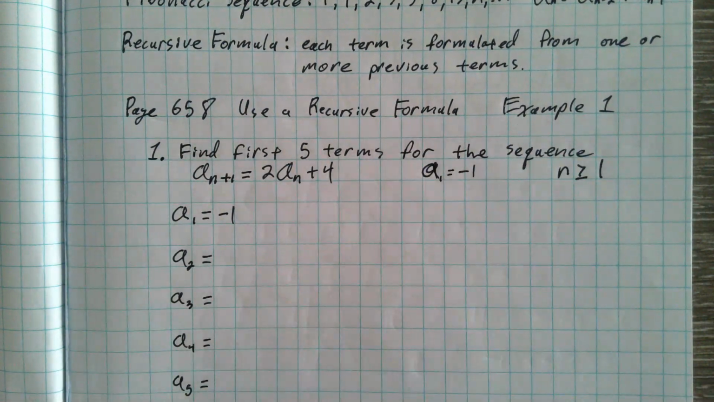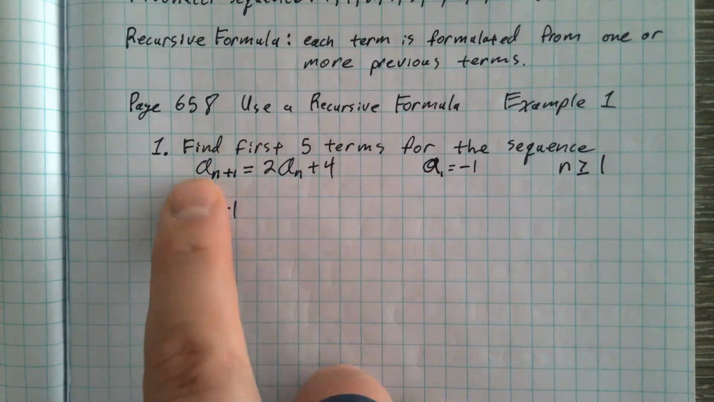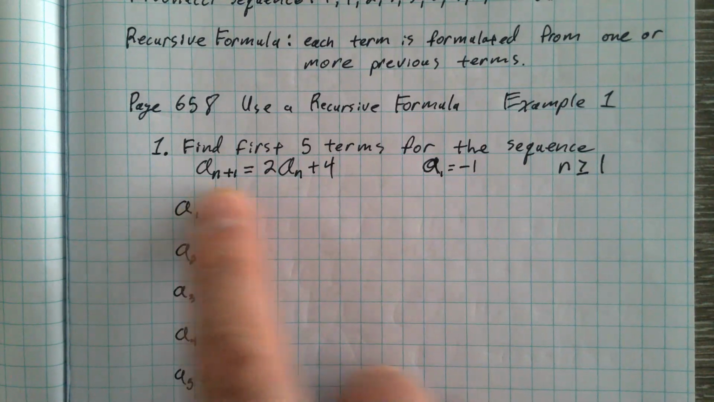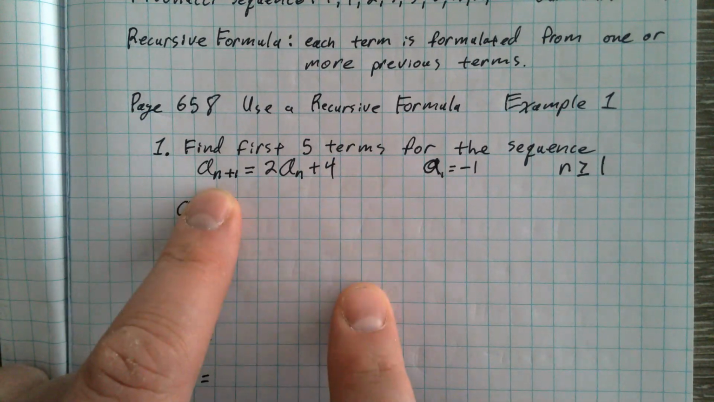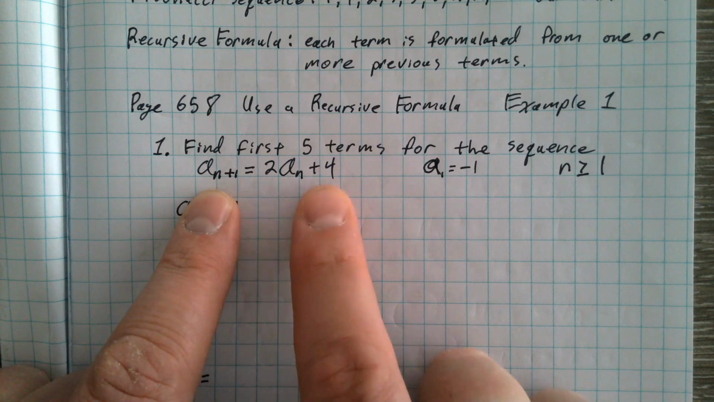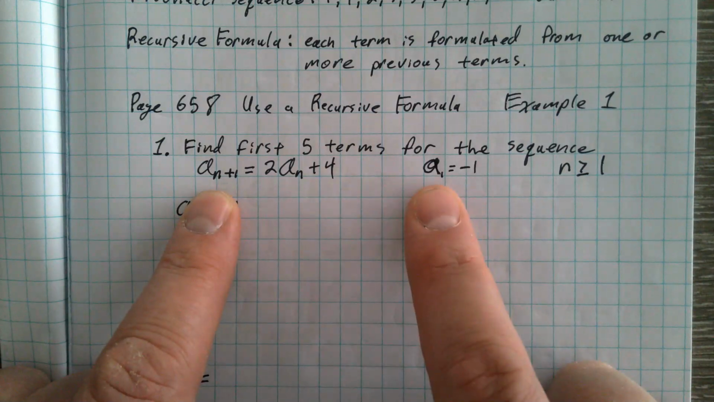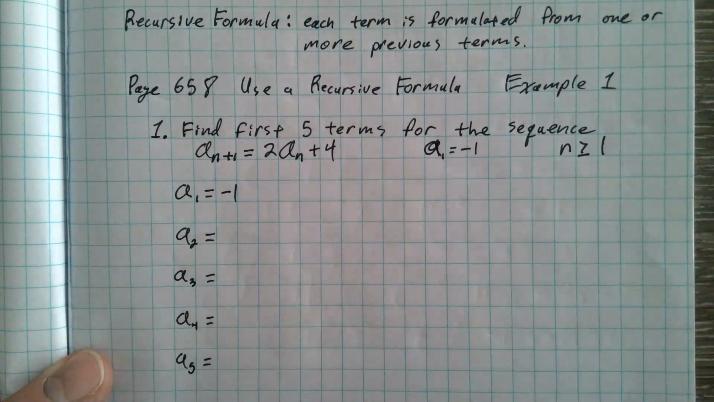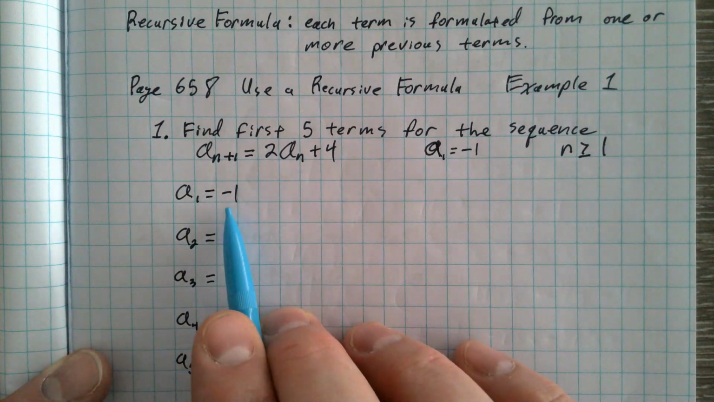This is example 1. This is page 658. First, find the first 5 terms for this sequence. They tell us our formula. To find a sub n plus 1, we take 2 times a sub n plus 4. They tell us our a1, and then they tell us for n greater than or equal to 1. So our a1 is negative 1.